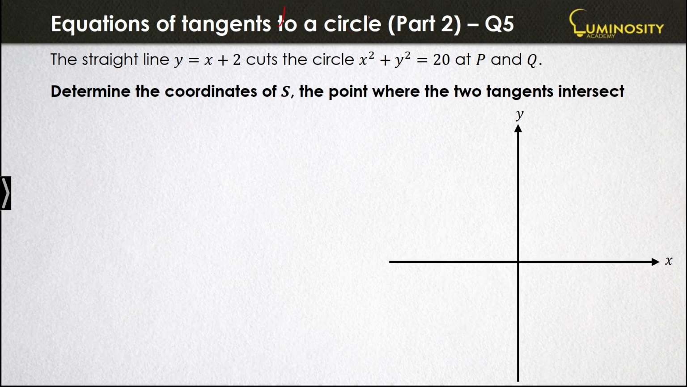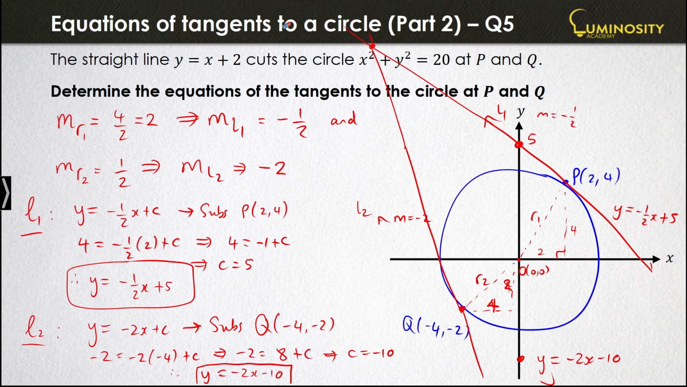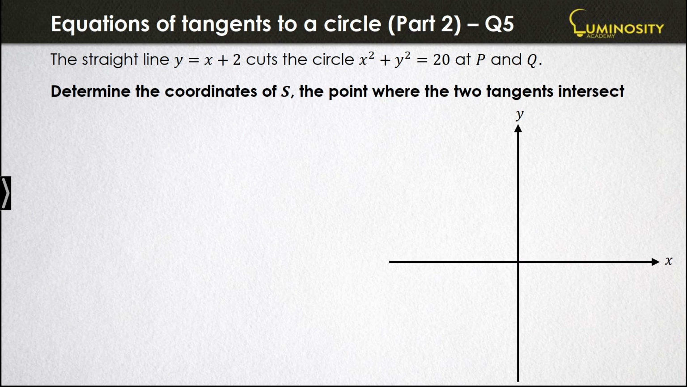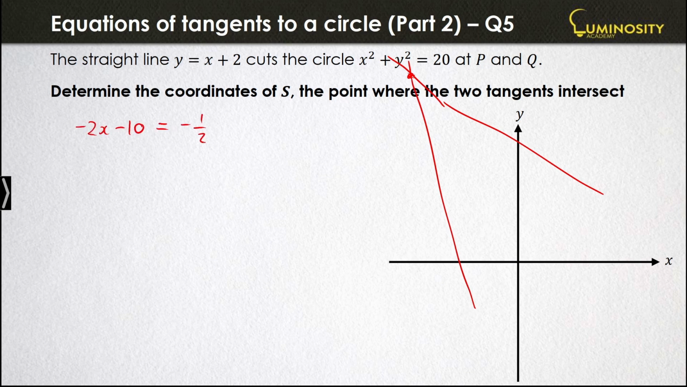Determine the coordinates of S, the point where the two tangents meet. Can you see that already justified exactly what I was saying? At some point, those two tangents are going to intersect. So how do I find that point of intersection? I set the equations of the two tangent lines equal. So I set y equals negative 2x minus 10 equal to negative a half x plus 5.